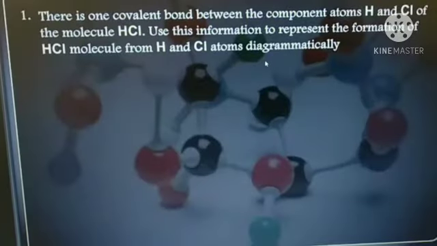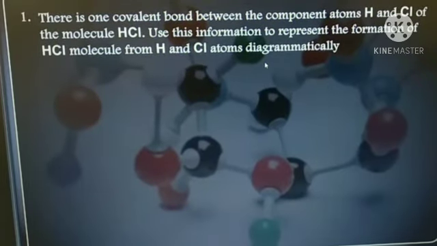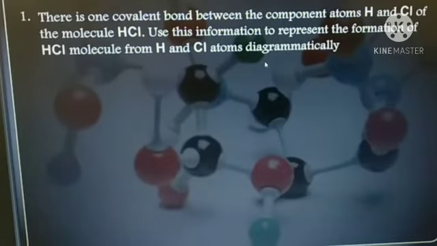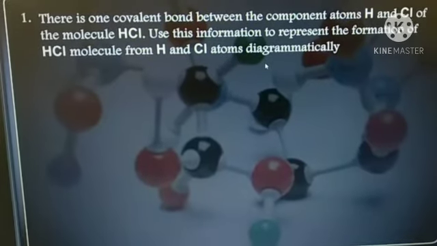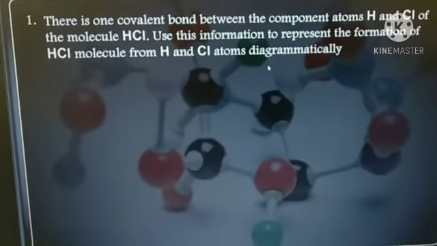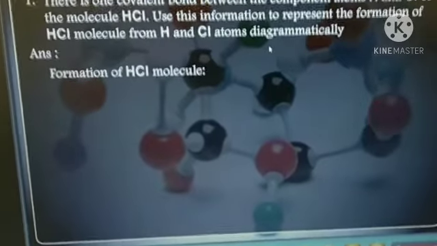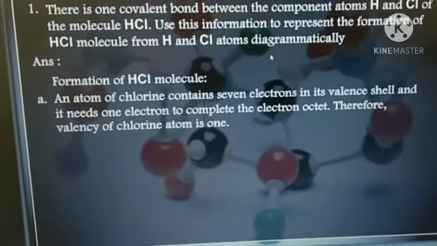Use your brain power. There is one covalent bond between the component atoms H and Cl of the molecule HCl. Use this information to represent the formation of the HCl molecule from H and Cl atoms diagrammatically. Answer: formation of the HCl molecule.